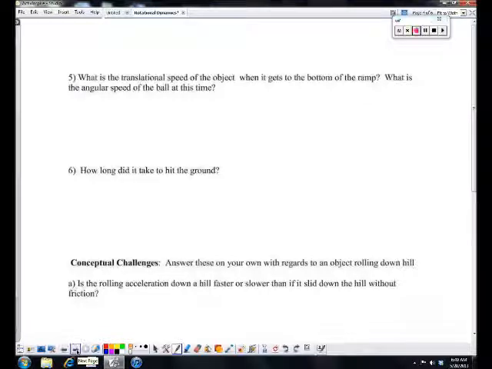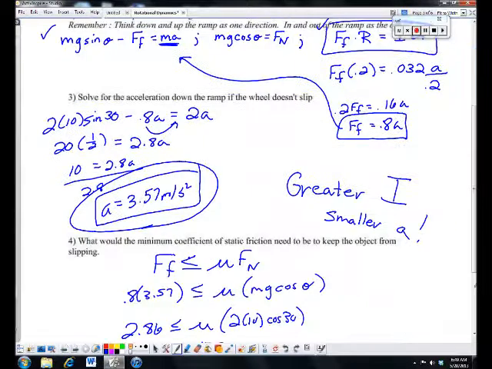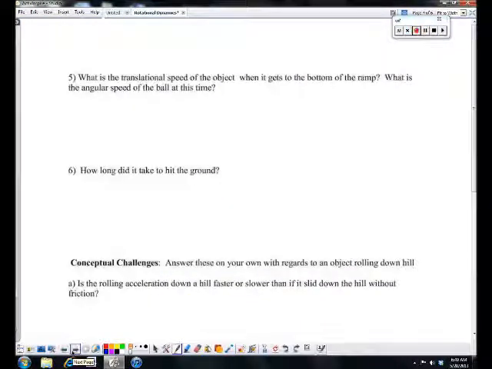So number 5. What is the translational speed of the object when it gets to the ground? Did I finish 4? Let me show you. I got a. What would the minimum coefficient be? Okay, so 5. What is the translational speed of the object when it hits the bottom of the ramp? So we know translational, so I'm going to be in translational world. I'm going to do v squared equals v naught squared plus 2a change in x. Though I really should say change in s because I'm going along the slope. The final speed is what I'm looking for.